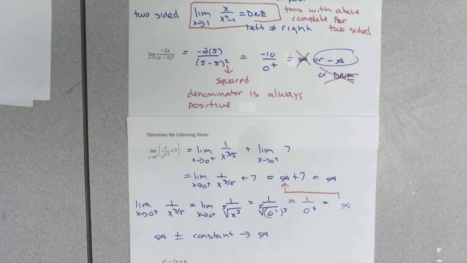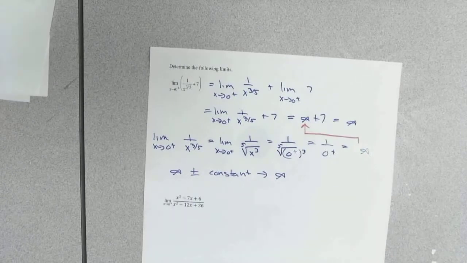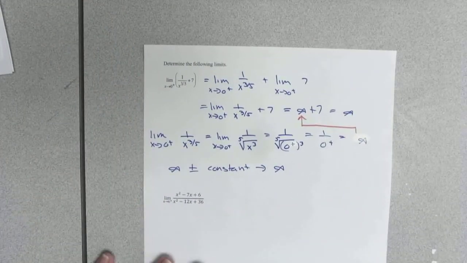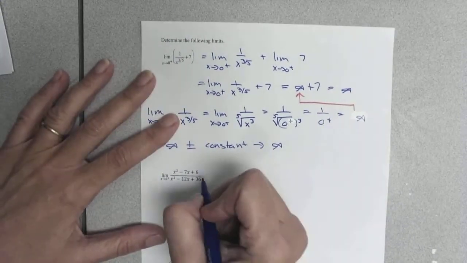And same thing for negative infinity. Negative infinity plus or minus a constant goes to negative infinity. And so there's our first idea about what's going on in infinity. That infinity plus or minus a number is infinity. Negative infinity plus or minus a number is negative infinity. Okay, next guys. So we start by substitution.